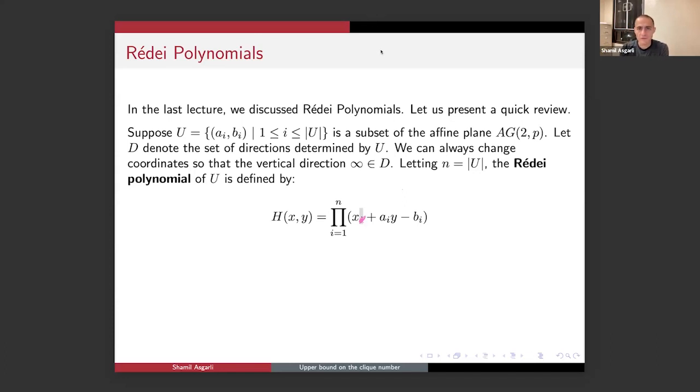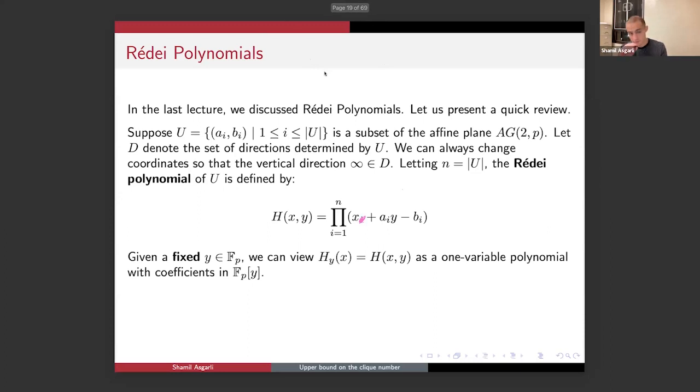Given a fixed y in F_p, we will often consider the restriction of the Rédei polynomial when I just fix the value of y. If I fix the value of y, then we get a one-variable polynomial in F_p[x]. This is x here, sorry for the typo.